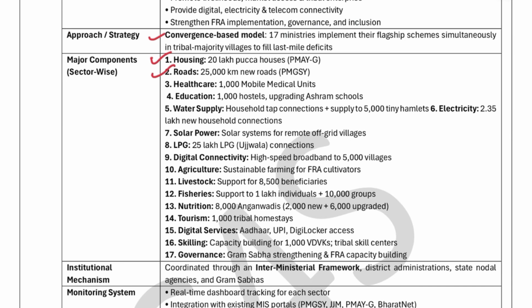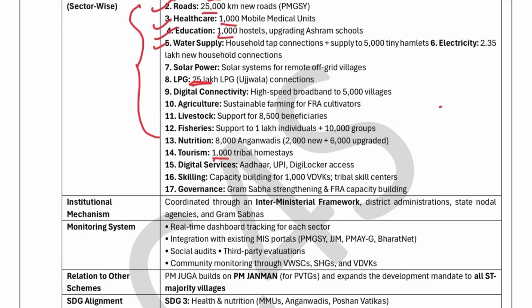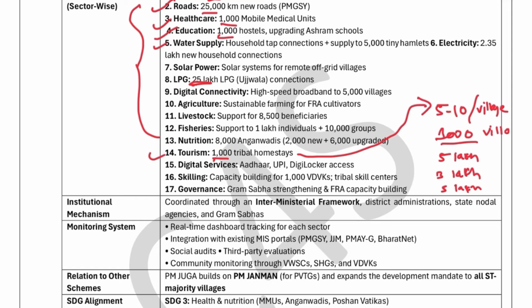And we are using a convergence based model, and you can see the components: housing, road, healthcare, education, water supply. Housing: 20 lakh pakka houses; roads: 25,000 kilometers; 25 lakh LPG connections; then 1,000 healthcare, 1,000 hostels, that you can remember. 1,000 tribal homestays. For homestays, we are targeting at least 5 to 10 homestays in every village, and we are targeting a total of 1,000 villages. We are giving 5 lakh for new construction, 3 lakh for renovation, and again 5 lakh to community institutions under these homestays.